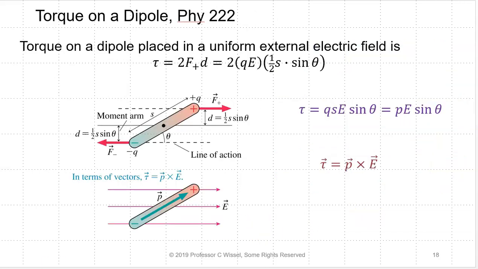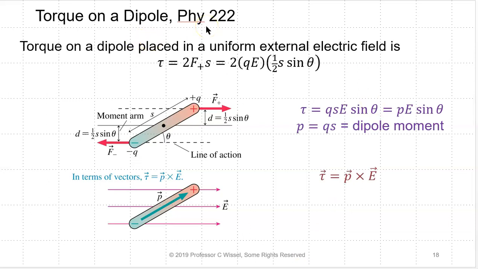Torque on a dipole, Physics 222, calculus based only. The torque on a dipole placed in a uniform external electric field is tau equals 2 times the force on the positive charge times s, that equals 2 times q times E times 1/2 s sine theta. s is, of course, the distance between the charges. Tau equals qsE sine theta or pE sine theta, where p is defined as the dipole moment, which is q times s. And we can rewrite that as tau equals p cross E.